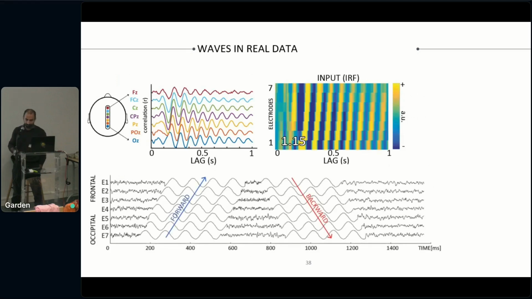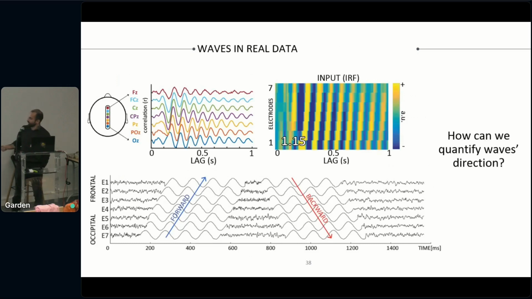Here is a more schematic, but maybe more intuitive way of seeing the traveling waves. If you have the activity of electrodes, occipital and frontal, then a slow oscillation that starts at the occipital electrode and propagates forward is a forward wave, whereas a wave propagating in the opposite direction, starting frontally and traveling all the way down to the occipital electrode, is a backward wave.